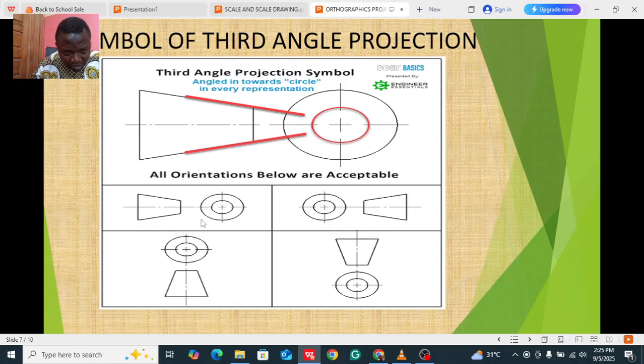Now look at this one below. Here, the trapezium comes first, the concentric circles next. Then the top part of the trapezium, as the shortest length, is the one that is close to the concentric circles. And in this case also, the concentric circles come first, followed by the trapezium. But here, as you can see, the shortest length of the trapezium is the one that is closest to the concentric circles. So that is the arrangement of the symbol for third angle projection.